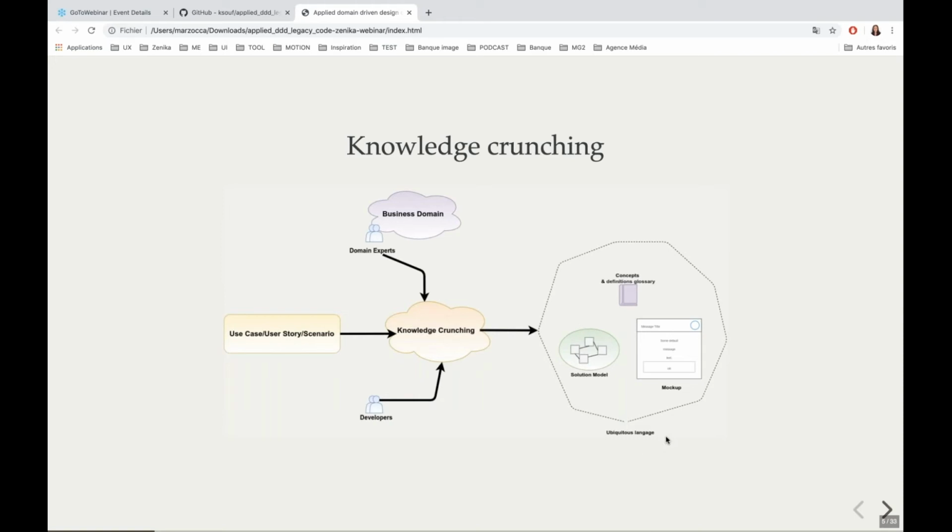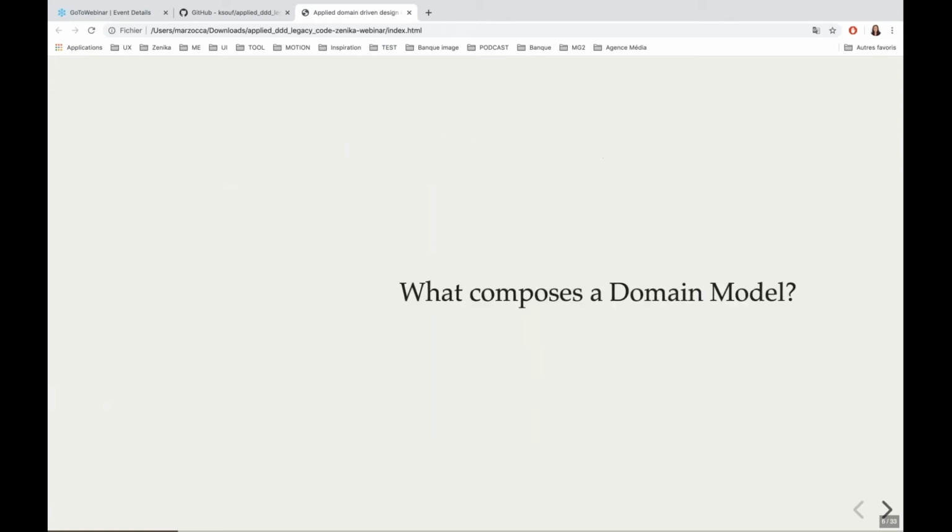elements of a ubiquitous language, or what we call a shared language between the domain expert and the developers. The elements of this language can be concepts and definitions, and a glossary of definitions. Also, a candidate solution model, because we can have multiple candidate solution models, and sometimes also a few sketches and mock-ups of the application. This is the first part about DDD.